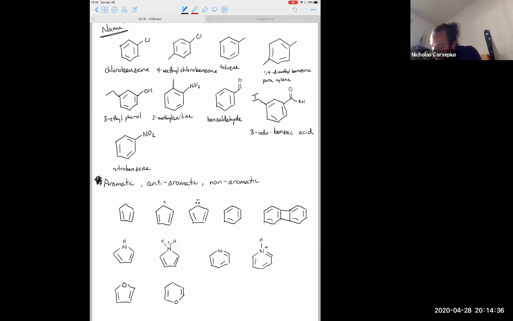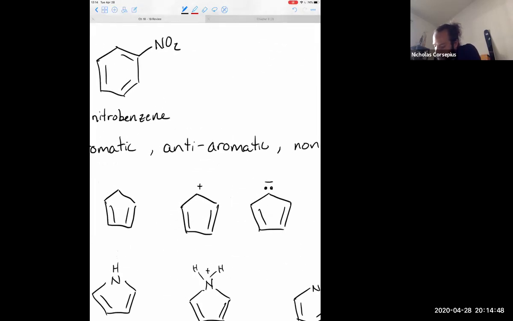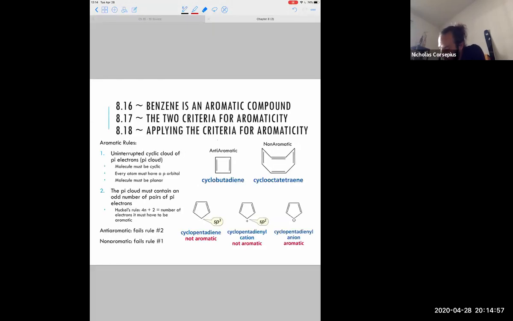Okay. Aromatic, anti-aromatic, and non-aromatic. So first of all, let's actually just focus on these 3 right here because they're the best example of the 3 different ones that we have here. Okay, so again, first of all, you want to rewind in your mind back to chapter 8. This is the particular slide in chapter 8 that I'm talking about. And this is where we learn these rules for being aromatic, anti-aromatic, or non-aromatic, right?